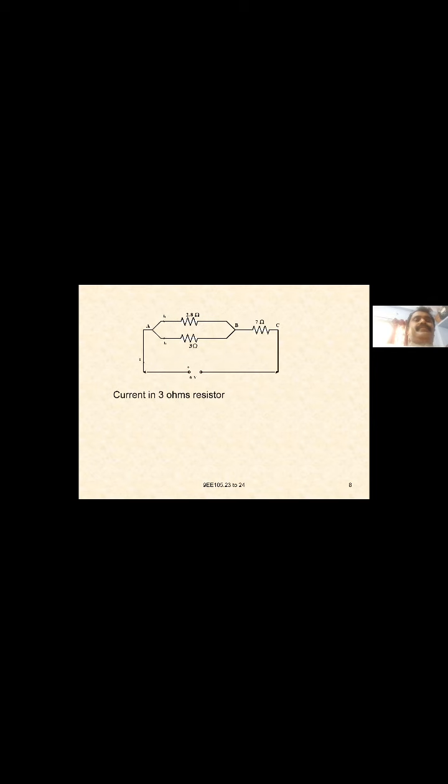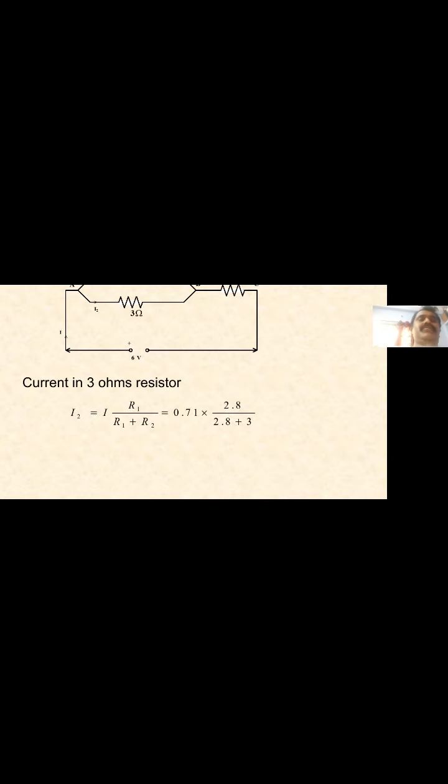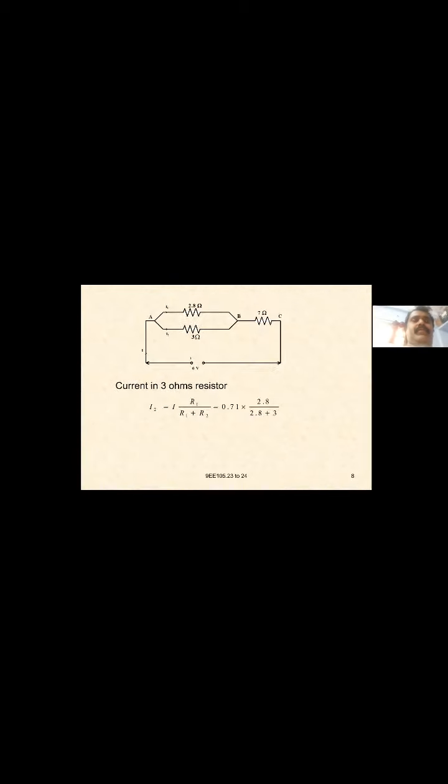So current in the 2.8 ohm resistor is I1 is equal to I into R2 by R1 plus R2. I1 is equal to 0.71 into 3 by 2.8 plus 3, which is equal to 0.367 amperes. Current in the 3 ohm resistor is I2 is equal to I into R1 by R1 plus R2, which is equal to 0.71 into 2.8 by 2.8 plus 3, which is equal to 0.343 amperes.